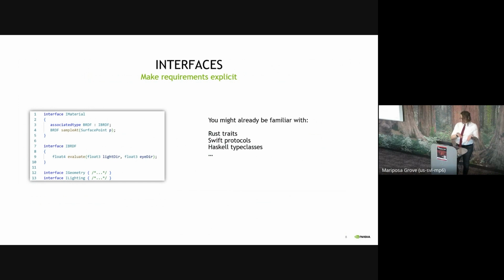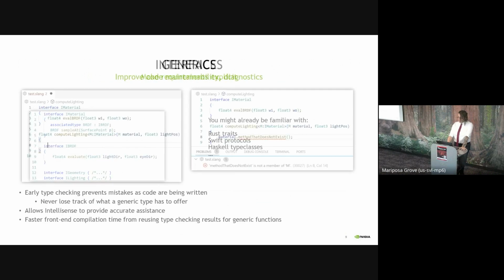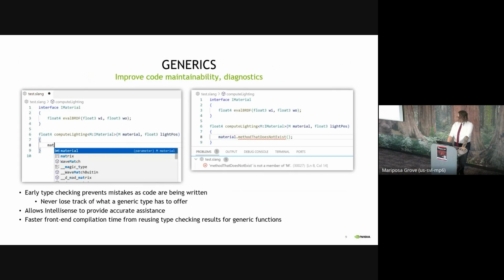And that BRDF better be a thing that I can call an evaluate function on to evaluate the BRDF at a particular incident and excitant angle, right? So interfaces are used heavily in Slang code to help us build up libraries of different material effects, different reflectance functions, different lighting techniques. And then the system has support for generics.